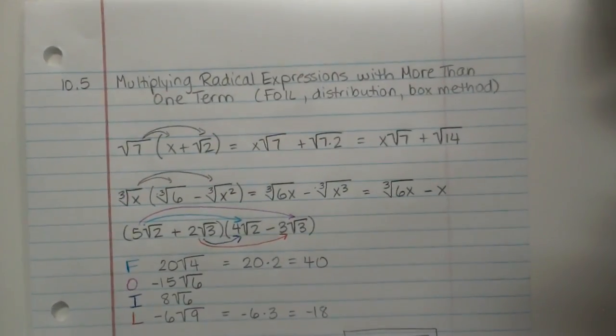Let's talk about how to multiply radical expressions. So we've added and subtracted them. Now let's multiply. You can multiply radical expressions because you can multiply any number times any other number, whether it's a variable, a number, a radical, it doesn't matter.